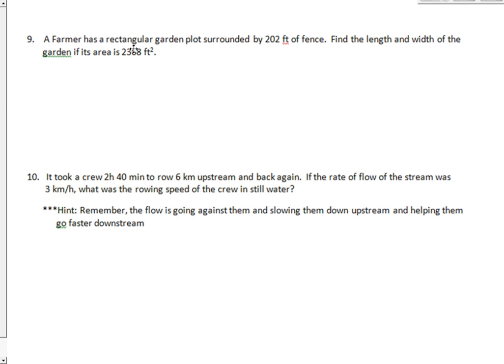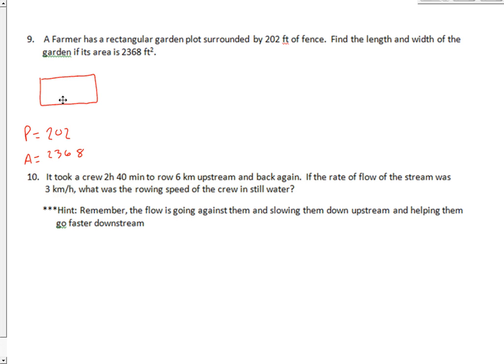Number 9 talks about a farmer with a rectangular garden plot. So we've got this rectangular garden plot. It's got 202 feet of fence. That's the perimeter. So the perimeter is 202. Find the length and width of the garden if the area equals 2,368. So we have to think about how do you find area and perimeter.